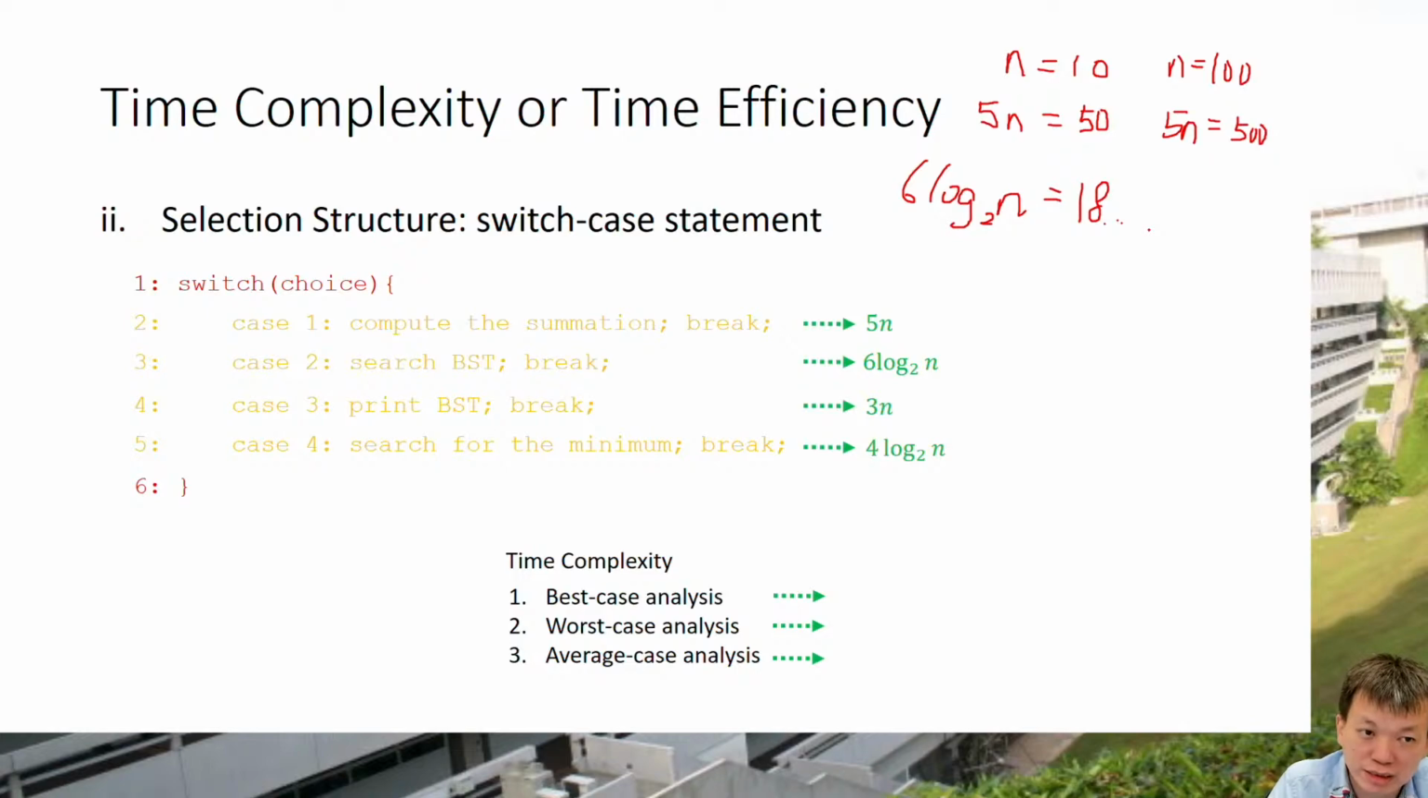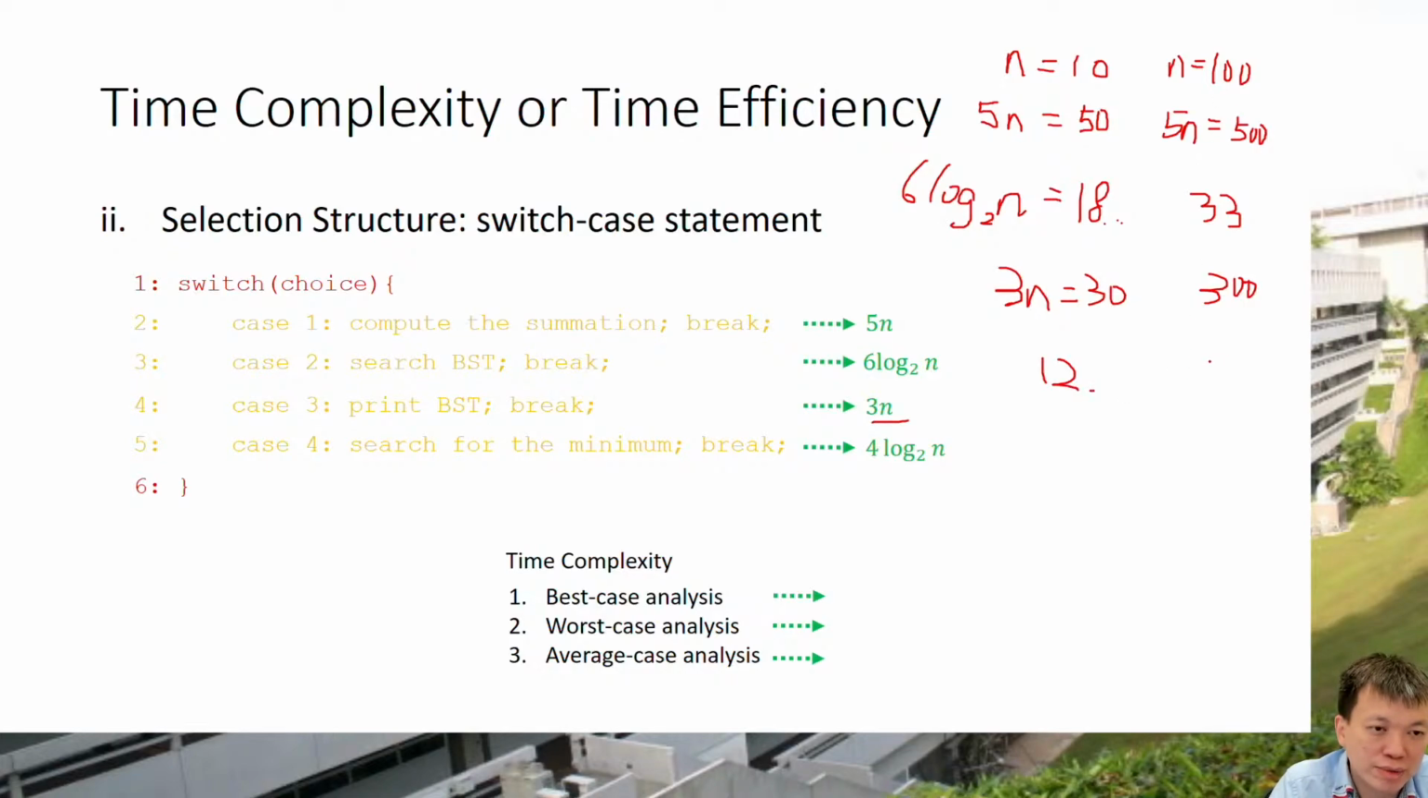6 point something times 6. So this one is 33. Then 3n is 30. When the case is 3, 3n is 30. Then this one is about 300. Then the last one is n equal to 10, 4 times 3. So it's about 12 something.